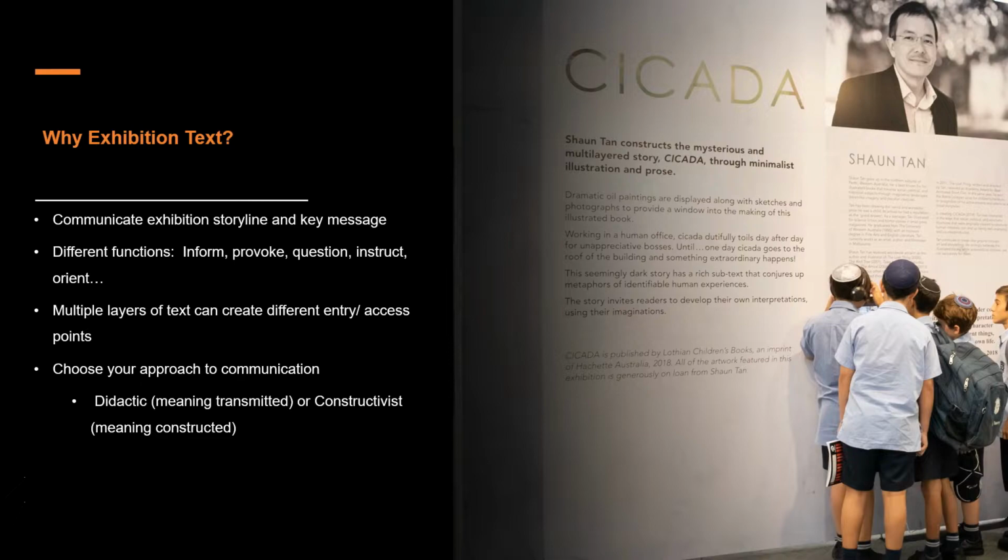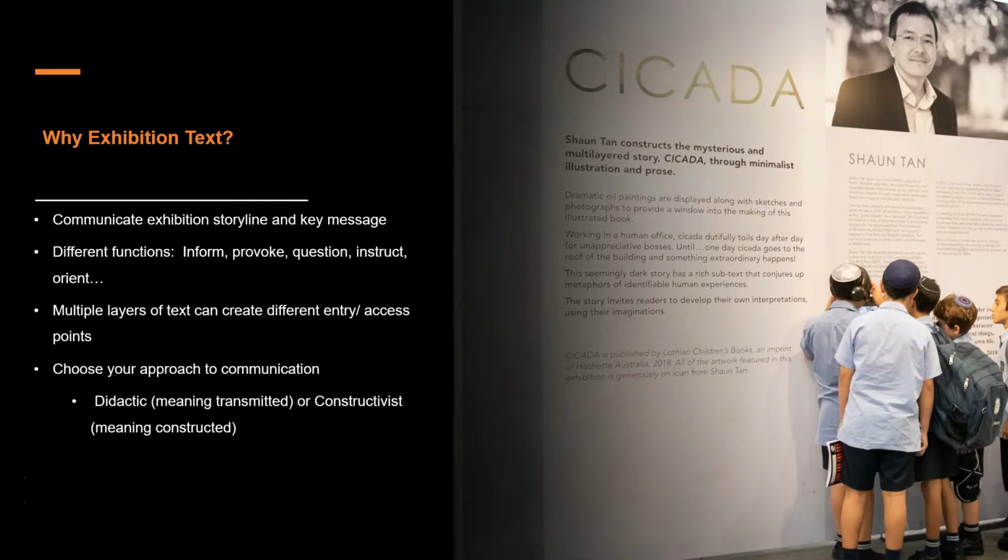So one approach is to create multiple layers of text through a label hierarchy. Much like the contents page of a book, having different subject headings for different levels of information. And that can help provide different access points to your content and actually help you interest different types of people who might come to see your exhibition or display. So we'll get to that label hierarchy bit in a moment.